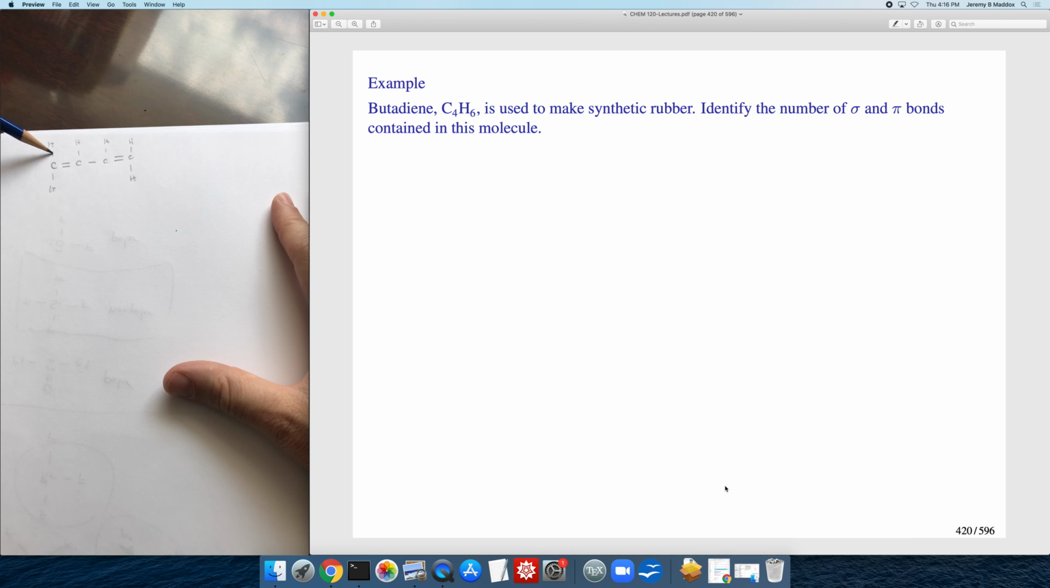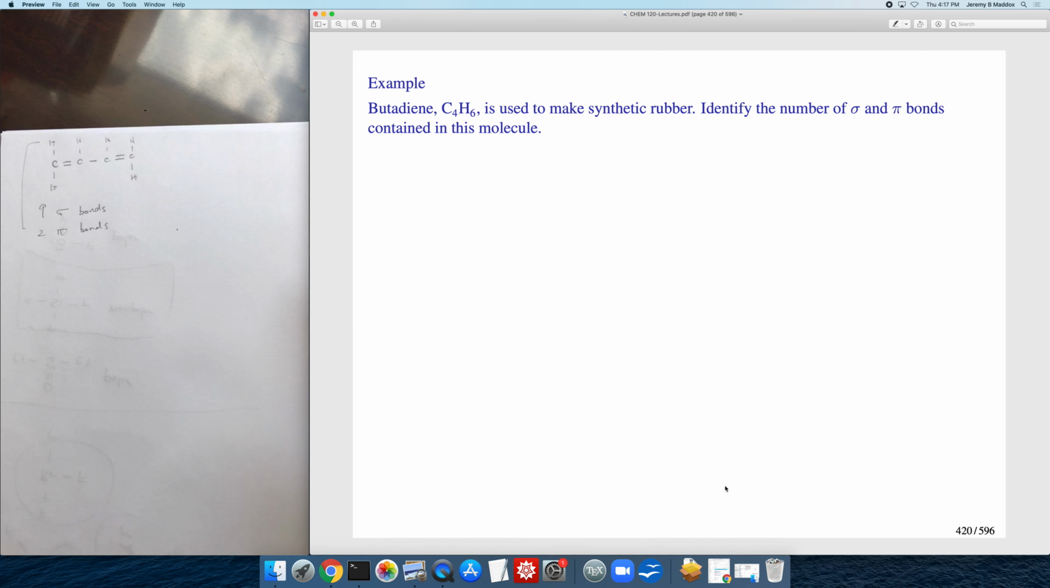There's going to be 1, 2, 3, 4, 5, 6, 7, 8, 9. I count 9 sigma bonds. Now let's count up the pi bonds, 1 and 2. So 2 pi bonds. I want you to look for examples of this in the end of chapter problems of the textbook to get some additional practice counting up sigma and pi bonds.